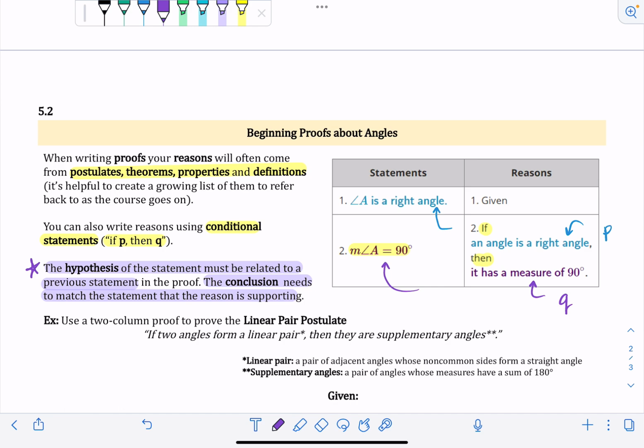I would save this, keep it somewhere where you can refer back to it because that'll really come in handy. And then just remember for if-then statements or conditional statements, the hypothesis is P, and the conclusion is Q. Those are the variables we use to represent them.